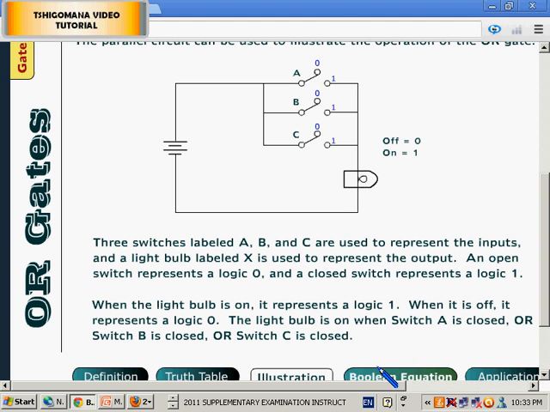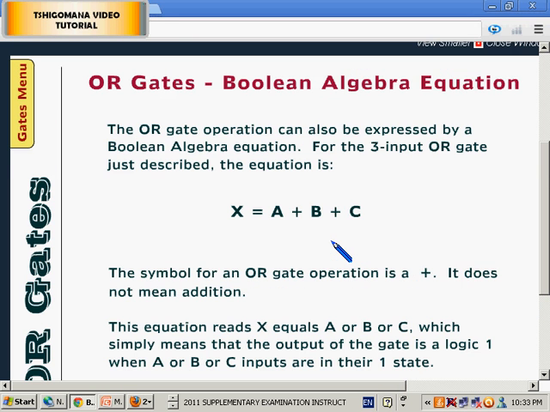What is the Boolean equation? The Boolean equation of the OR gate is this one. X is equal to A or B or C. The symbol for an OR gate is a plus sign. It does not mean addition. Let me repeat this. This symbol does not mean addition.